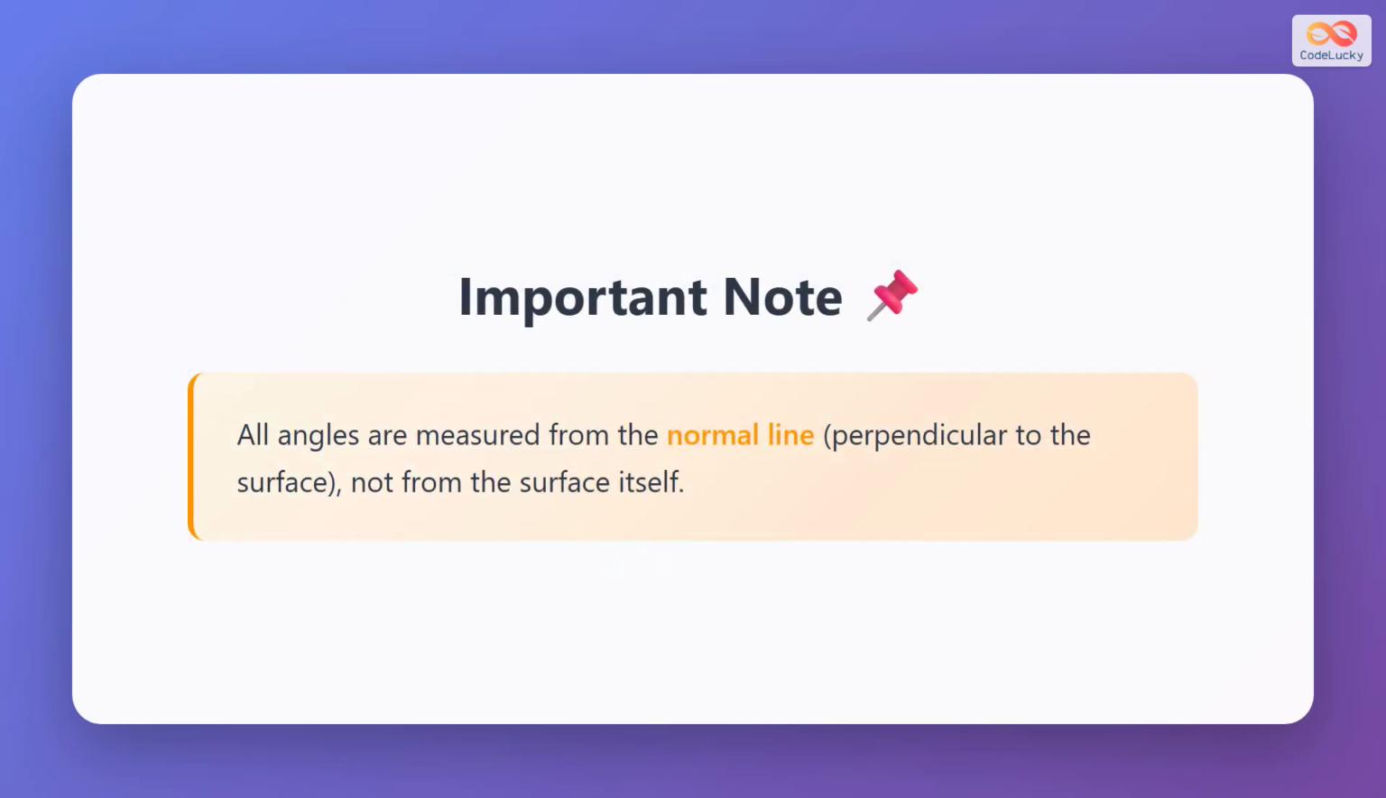Here's a crucial point to remember. All angles in Snell's law are measured from the normal line, which is an imaginary line perpendicular to the surface at the point where light hits. We do not measure angles from the surface itself. This is a common mistake that beginners make, so always remember to measure from the normal.